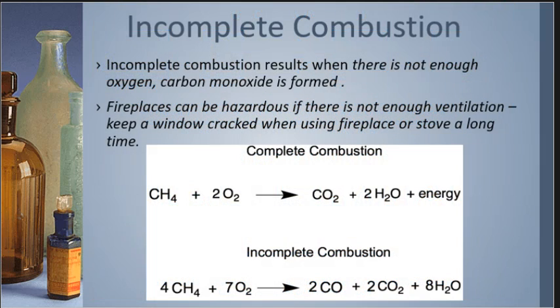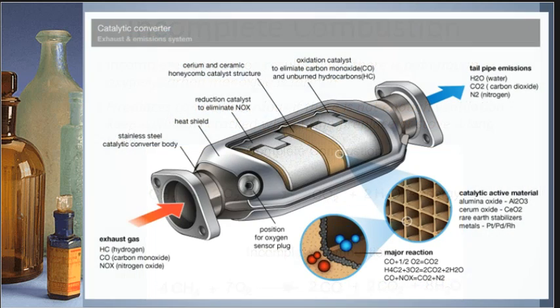All right, so incomplete combustion reaction, there's not enough oxygen. You can see right here, incomplete. On the bottom here we have our CO being formed along with our CO2. That's all that's saying. Same thing, make sure you have enough ventilation. And so it turns out that we have a catalytic converter in our cars which actually takes that incomplete combustion and adds it back in. It uses a metal to add it back in.